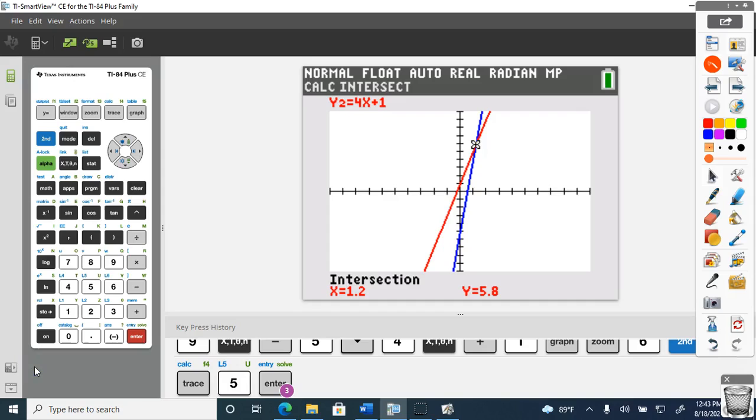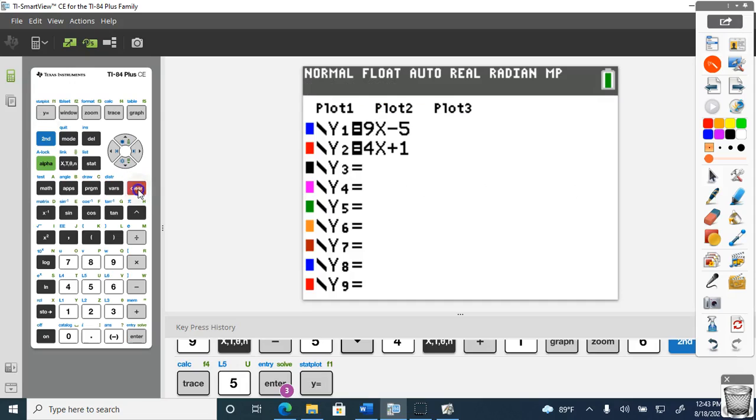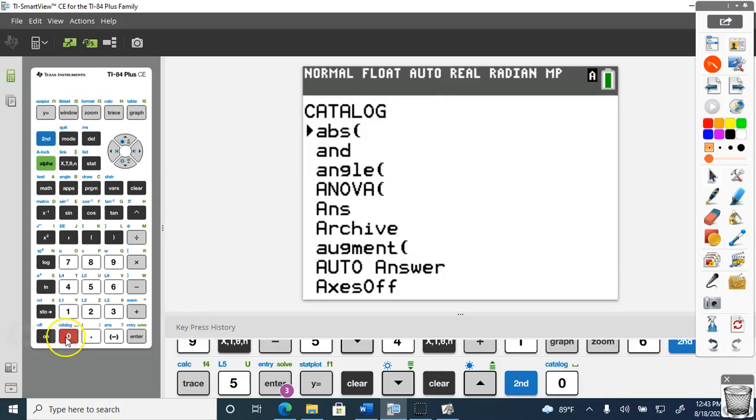Are we ready for 15? Same process, right? 15's a little different though, isn't it? What's on 15? What are those things called? Those bars. Absolute value. So how do you go and get absolute value on your calculator? Second and then 0. Very good, Brianna. Second and 0 is the very first one.